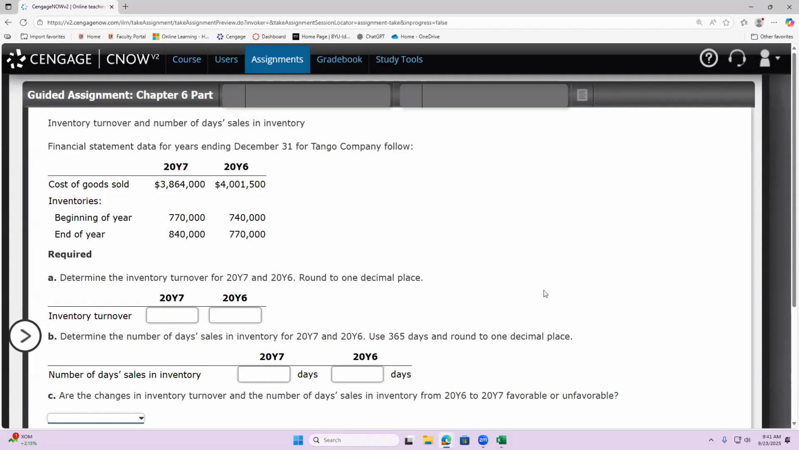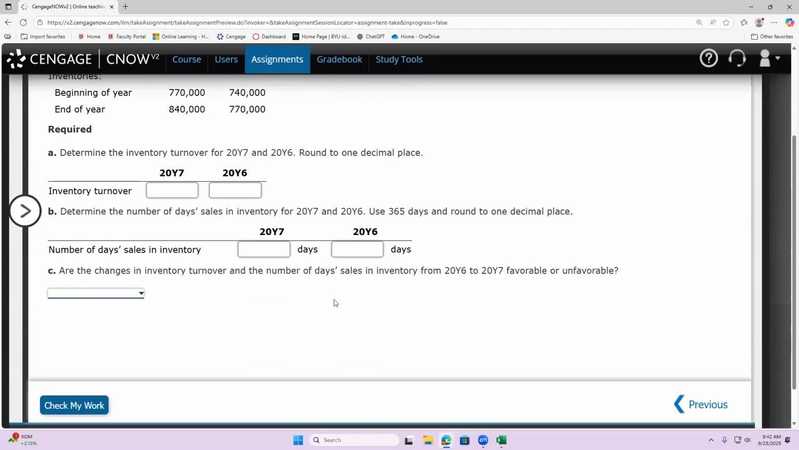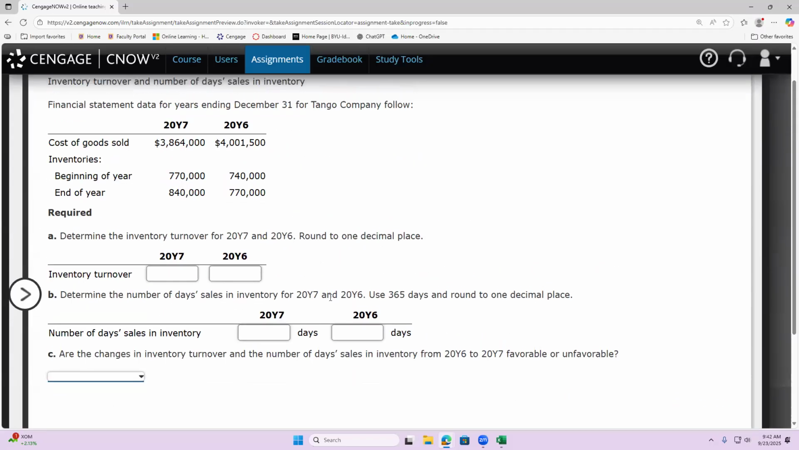So we have the cost of goods sold, and then we have the inventories at the beginning of the year and the end of the year. And they want us to determine the inventory turnover for 2017 and for 2016. All right. So inventory turnover is just the cost of goods sold divided by the average inventory.